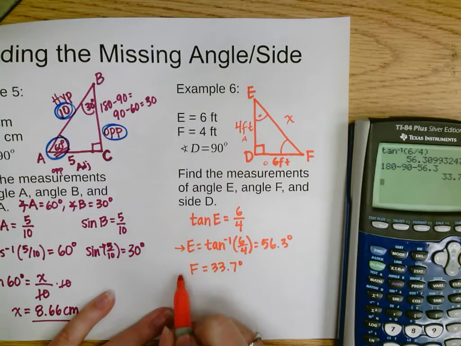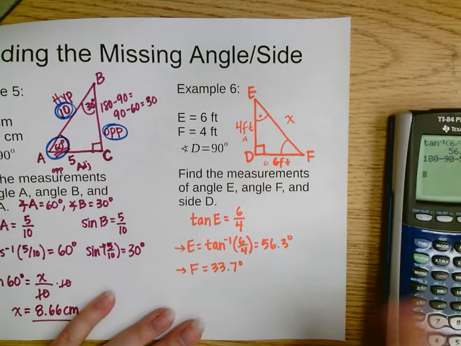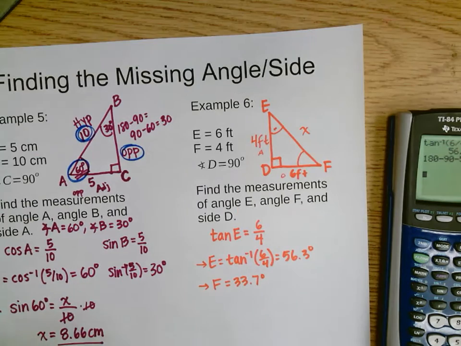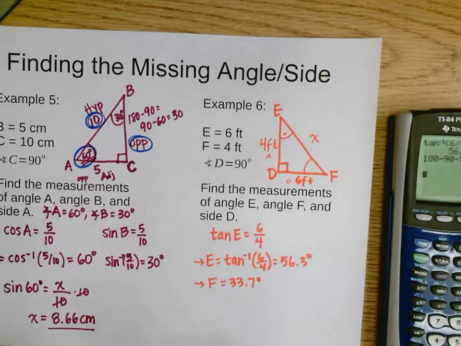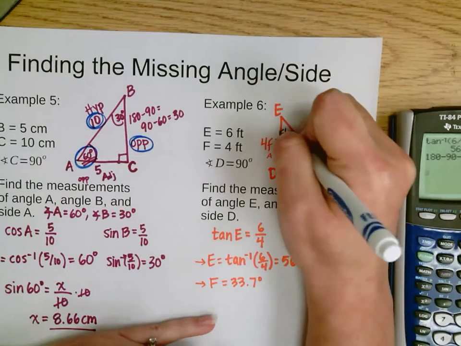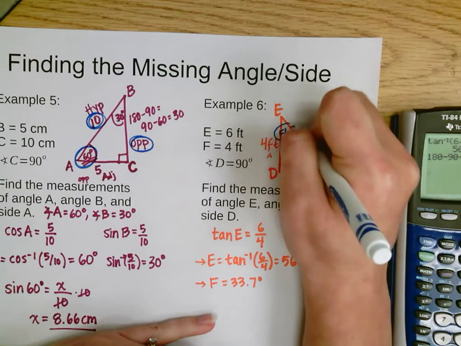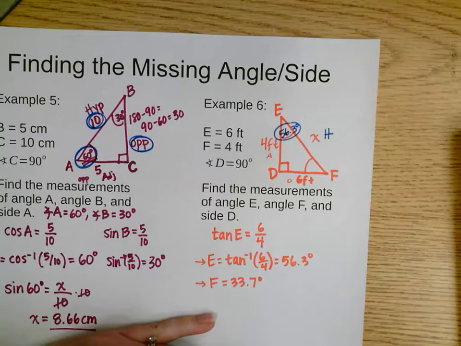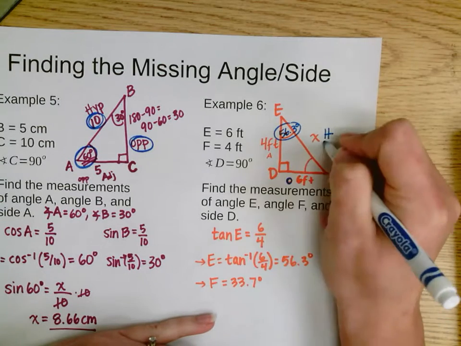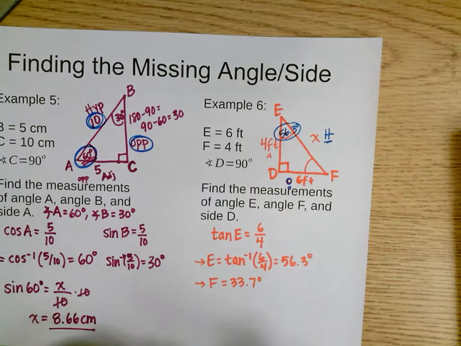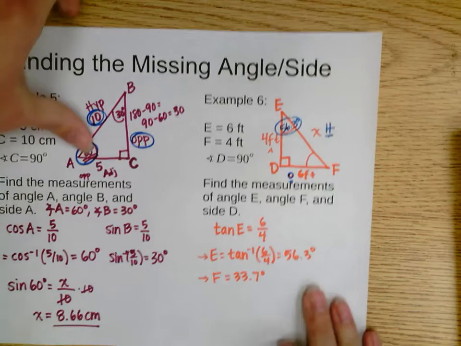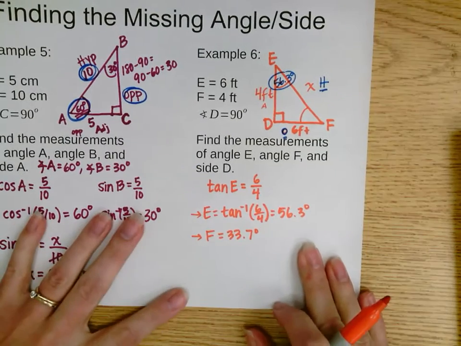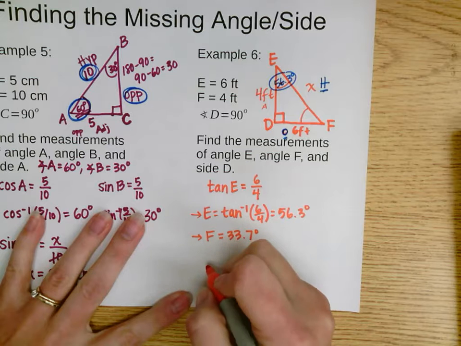Let's find side D. So I need to use some piece that I already know. So I'm going to use this 56.3 degrees. I'm going to use angle E. This is hypotenuse. Let's use opposite and hypotenuse. So that's going to be sine. You do not have to use that. You can use whatever you want. Your only other option though is cosine. So I'm going to use sine.